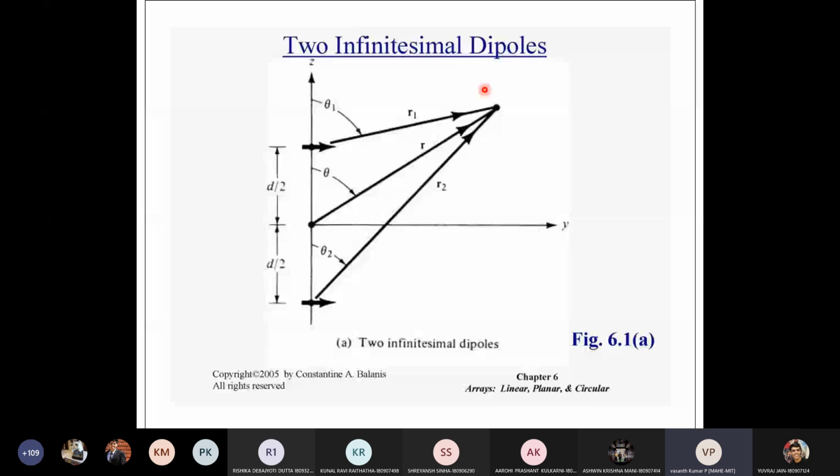So do you know the expression for electric field far away? Now we are going to see only far away points. The point of observation is far away from the source. We are considering a two element array.